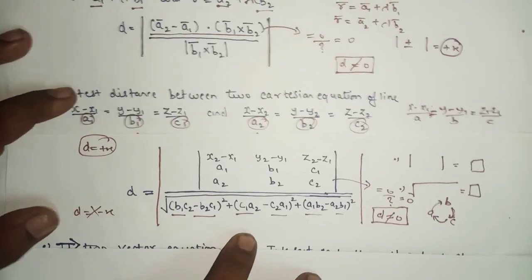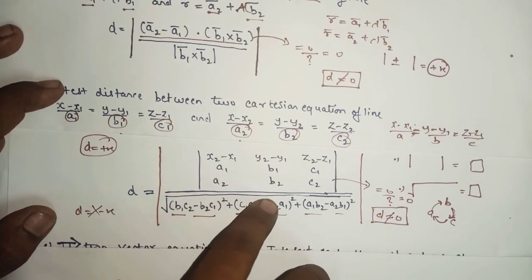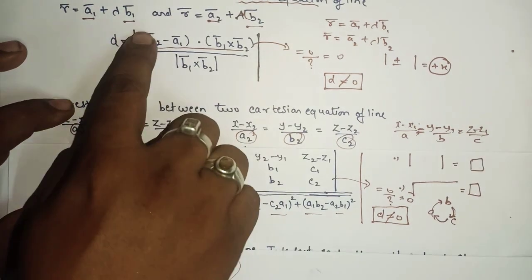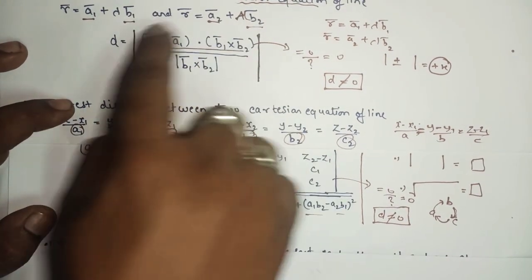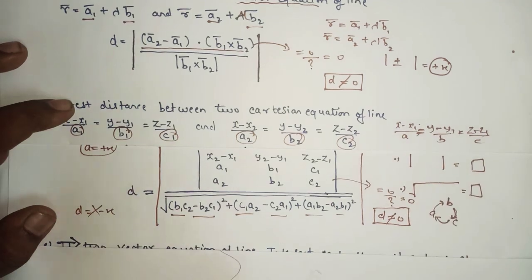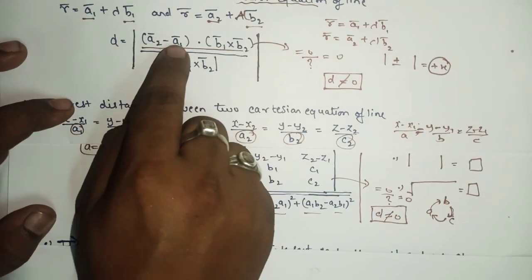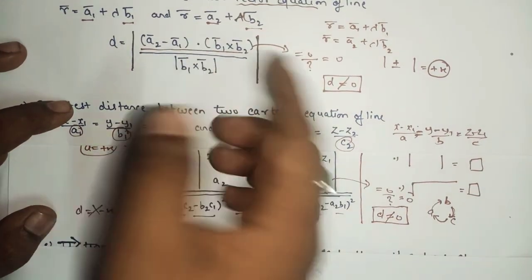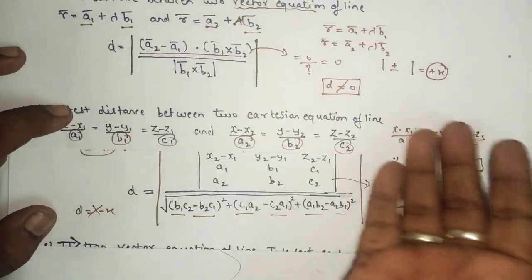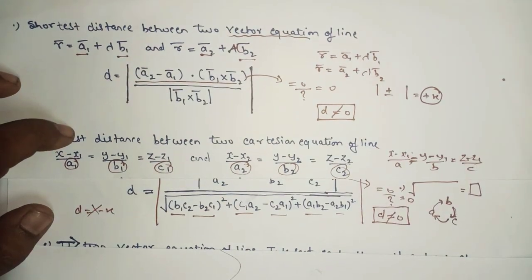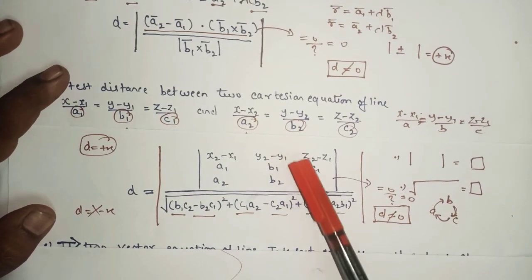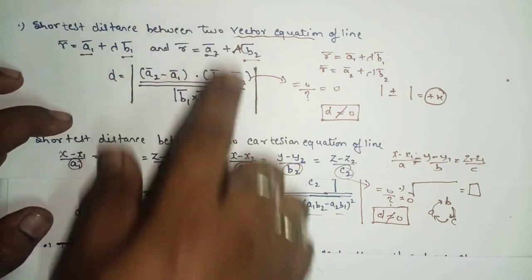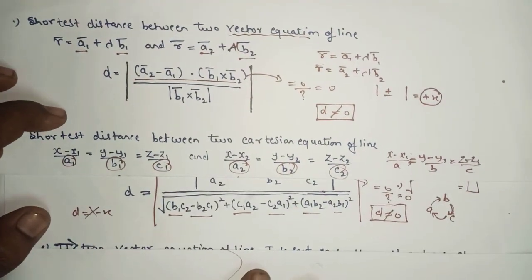Here also same, if the numerator section is equal to 0, then 0 upon any number will be 0. So in simple language, okay, first just check this part. If this part turns to 0, since a2 minus a1 dot b1 cross b2 is equal to 0, therefore 0 upon any term will be 0, so distance will be 0. If distance is 0, we can say that the two vector equations of lines are intersecting each other. Same here also. Okay, so let's check one sum based on the vector equation and one sum based on the Cartesian equation. So let's begin.